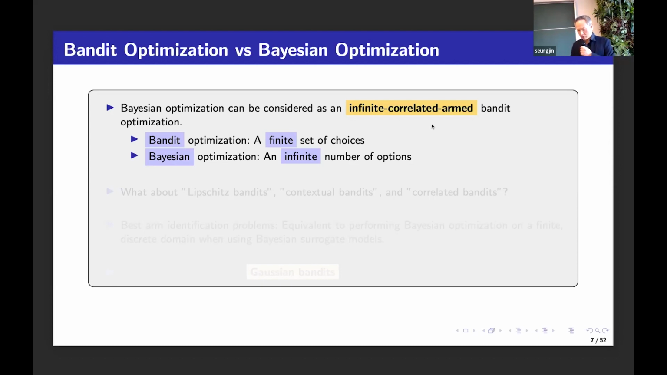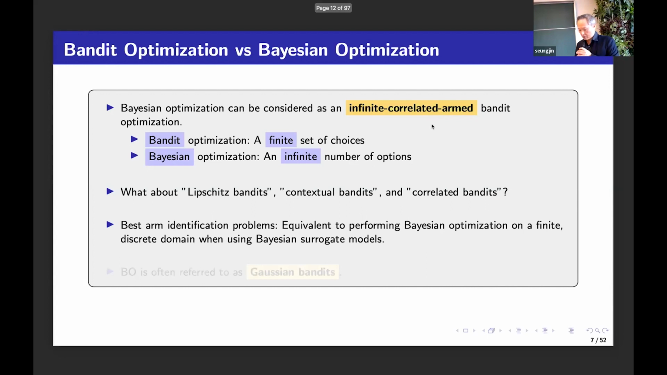But that's not always true, because even in bandit problems, the Lipschitz bandit, contextual bandit, and correlated bandit assume some continuous options. So this is not really strictly true, but this is the typical distinction between bandit optimization and Bayesian optimization. And then I realized that the best arm identification problems are actually closer to Bayesian optimization. So I'm looking into best arm identification problems these days.